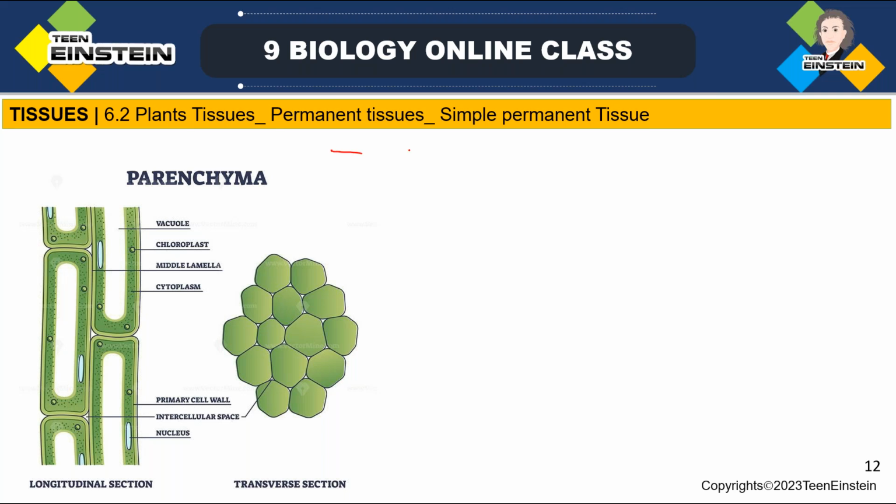This is the most common simple permanent tissue. The first one, parenchyma, is the most common simple permanent tissue. Okay. Then they have very thin cell wall. Parenchyma cells have very thin cell wall.